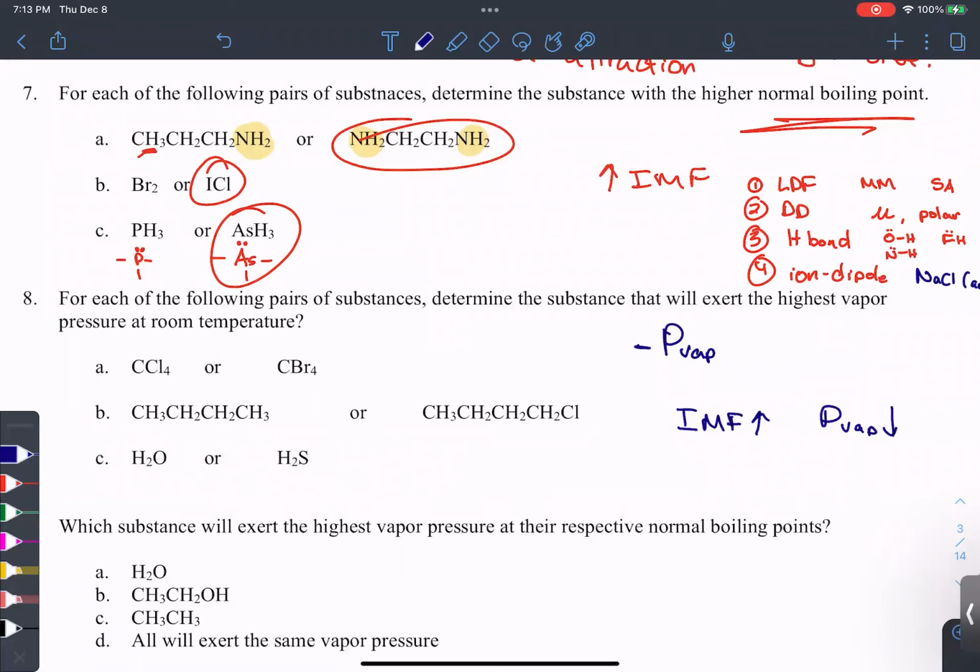So low IMFs, high vapor pressure. High IMFs, low vapor pressure. Okay, got it? And then one other thing that changes vapor pressure is what? Temperature. And you know this too.